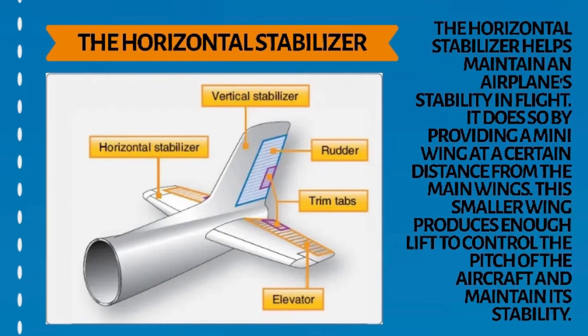The horizontal stabilizer. The horizontal stabilizer helps maintain an airplane's stability in flight. It does so by providing a mini wing at a certain distance from the main wings. The smaller wing produces enough lift to control the pitch of the aircraft and maintain its stability.